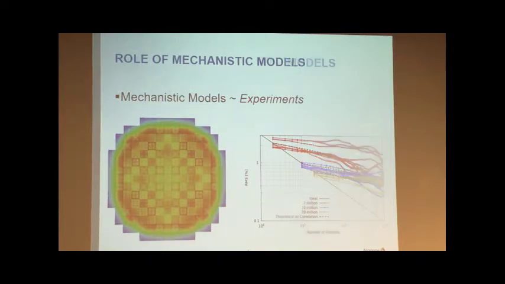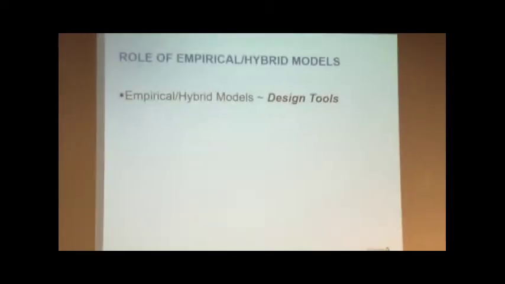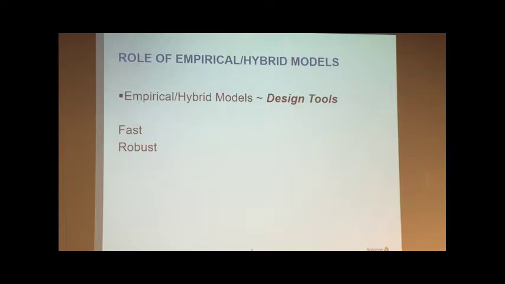So let's talk about the role of empirical and hybrid models. It's very, very different. The role of an empirical hybrid model is to act as a design tool. So it has to be fast and it has to be robust. And when I say robust, I mean for a given set of inputs, you need a set of outputs, which is your answer. And you have to be able to do many scenarios. You have to be able to do them very quickly. And you have to be able to get an answer for every scenario that you're looking at.